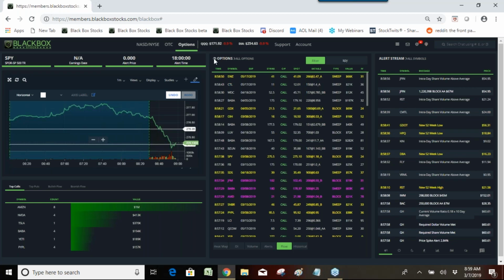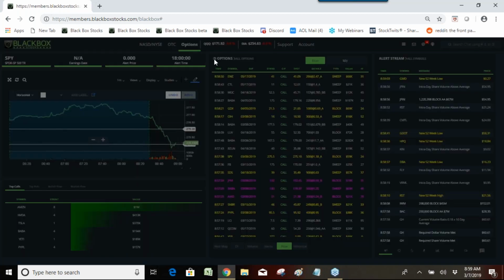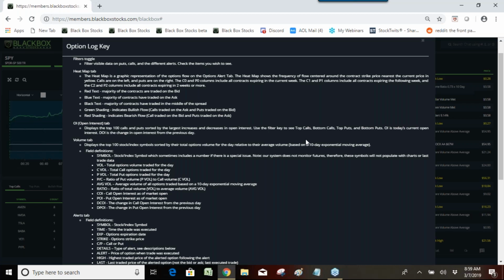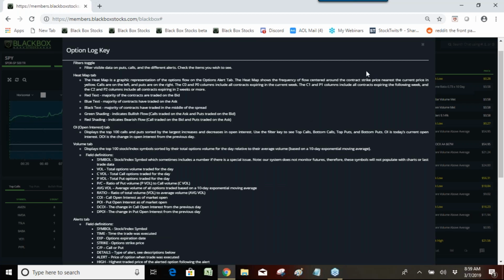Let's go ahead and show y'all. If you have any color questions about options, colors, and stuff, you click this question mark over here. It tells you what all the colors mean, what blocks and sweeps are, and so on.